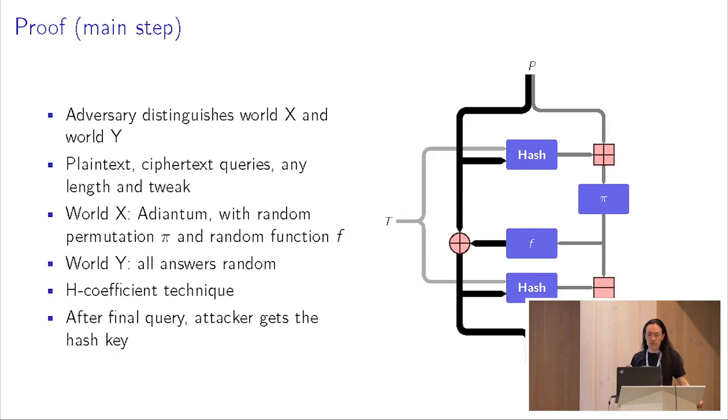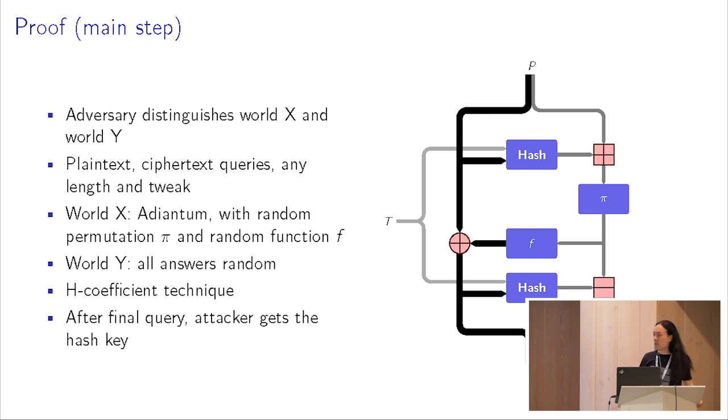I think I've got time to talk a little bit about the proof. It's fairly straightforward. So this is the main step in the proof, where the adversary is trying to distinguish between two worlds, world X and world Y. They can make plaintext and ciphertext queries of any length and tweak. So world X is essentially Adiantum, except we replace the block cipher AES with a random permutation pi, and we replace ChaCha with a random function f. In world Y, for every query the attacker makes, they get a random reply of the appropriate length.